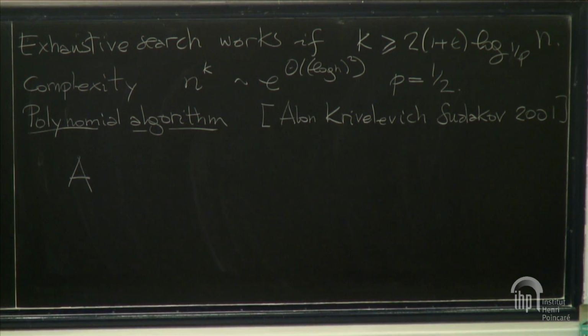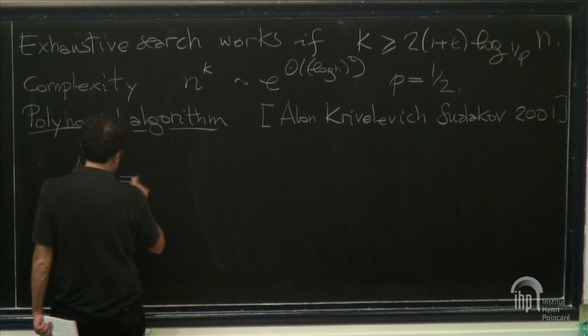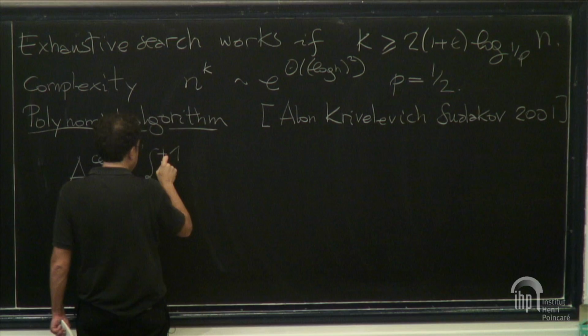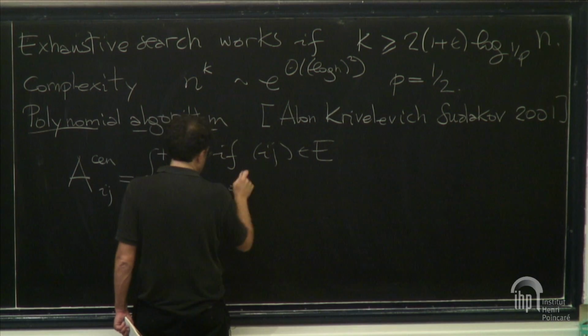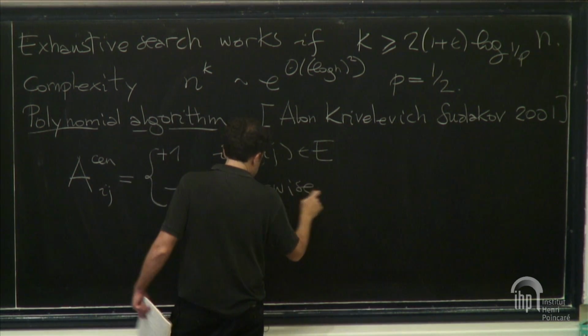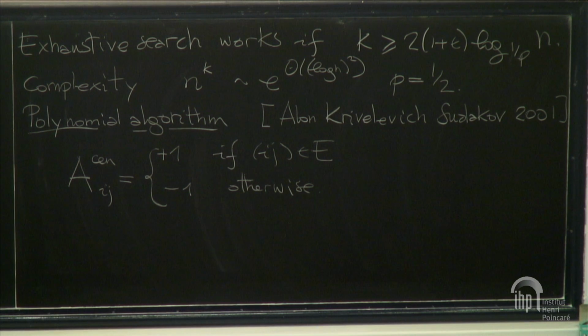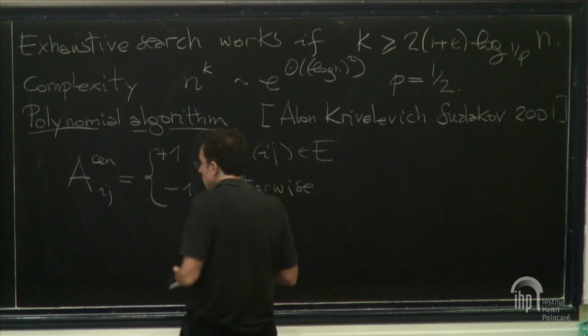Let me construct a modified adjacency matrix, that is the centered adjacency matrix. And what is this? This is a matrix whose entry ij is plus 1 if ij is an edge, and minus 1 otherwise. So I take my normal adjacency matrix, where I put 1 if there is an edge and 0 otherwise. Here I'll use plus 1 and minus 1 because I want the matrix to be centered around 0. Okay? So what does this matrix look like?